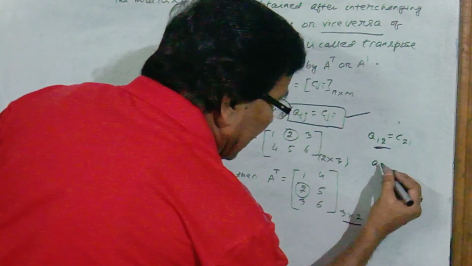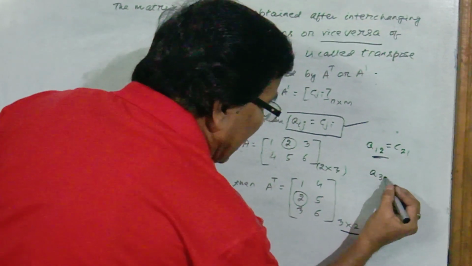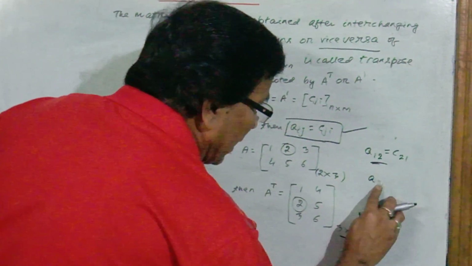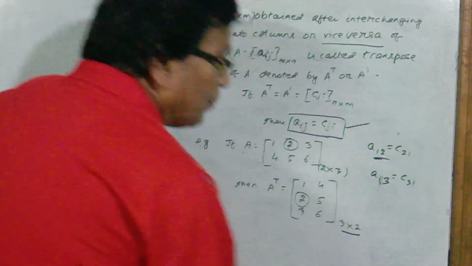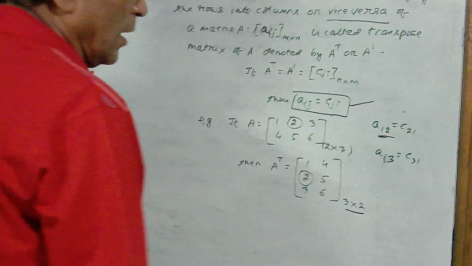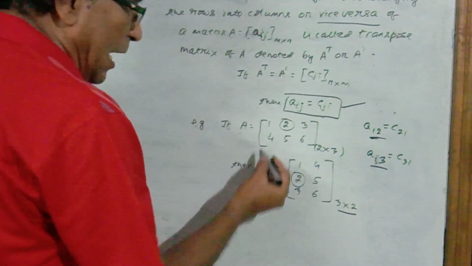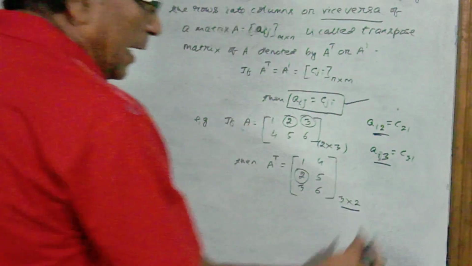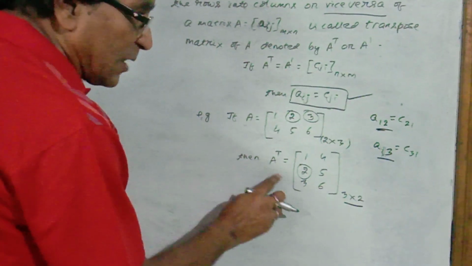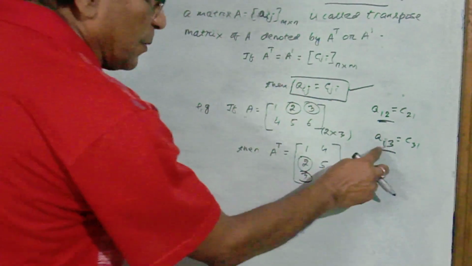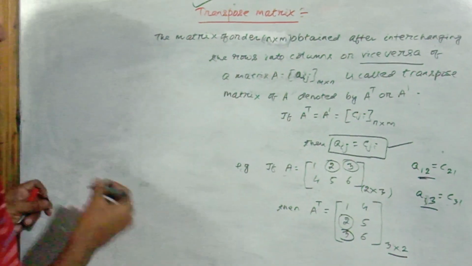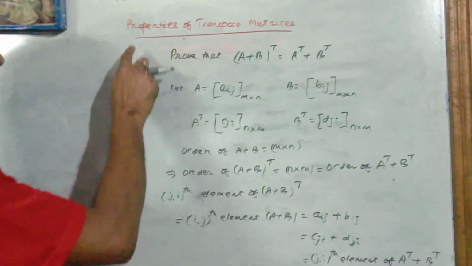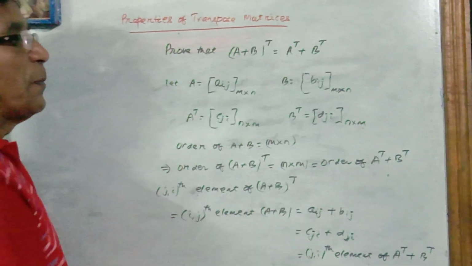I can say similarly that A13 element must be equal to C31 element. So what is A13 element? A13 is 3. And C31 element of A transpose is also 3. So Aij must be equal to Cji. Next we will prove some properties of transpose matrices.